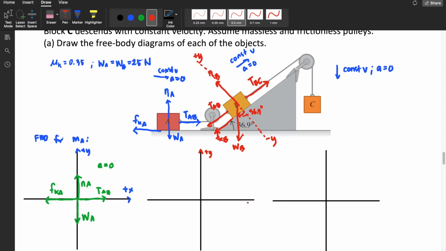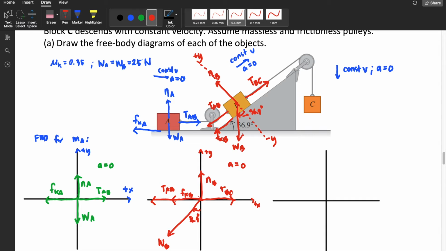So, positive Y axis and positive X. You'll have your normal force NB on this side. And then your weight, not vertically downward but on the side of the negative y-axis, so you'll have WB. And then this is the angle of inclination, which is 36.9 degrees. Next, you'll have tension TAB, and then your friction FKB. And lastly, you'll have tension TBC. Again, I repeat, the acceleration for this case is equal to 0.